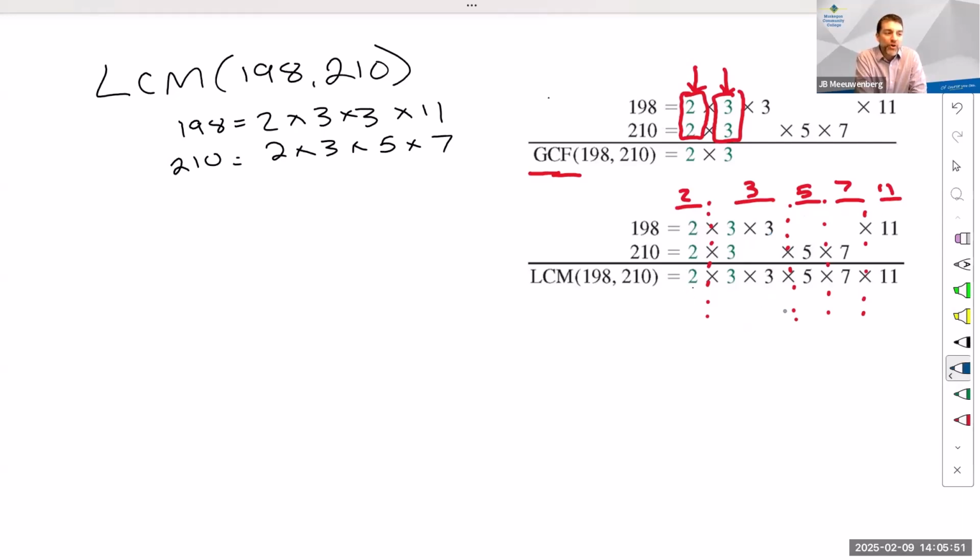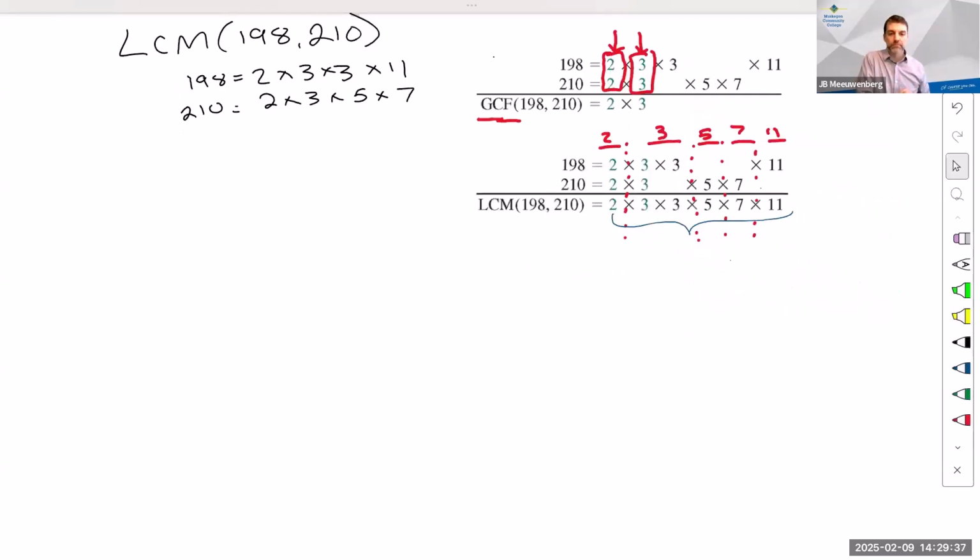And so it's a collection of all of these numbers that gets multiplied, not just the ones they have in common. So when we do multiply all those numbers together, what do we get? We get 6,930. So 6,930 is our least common multiple of 198 and 210.